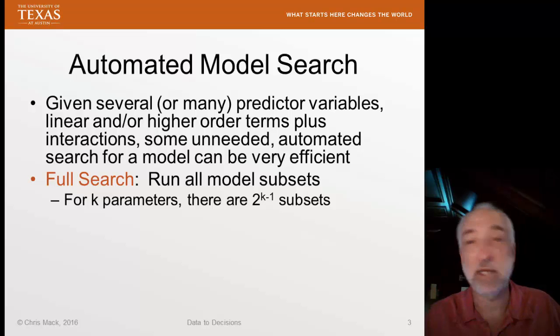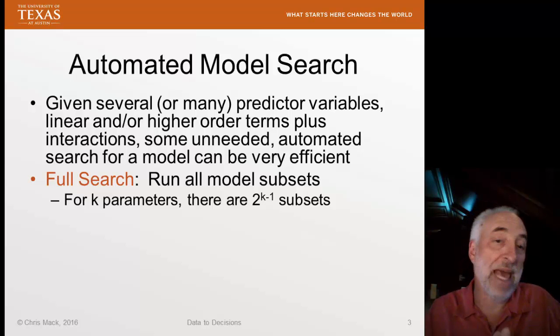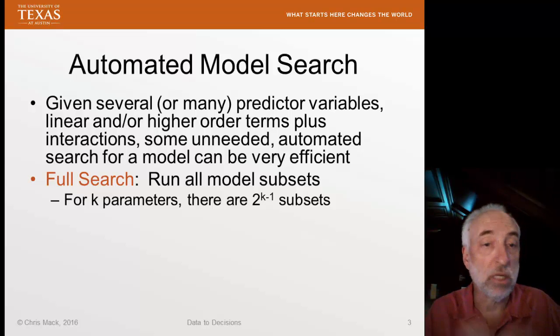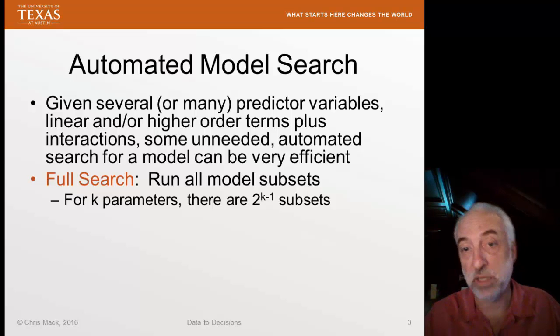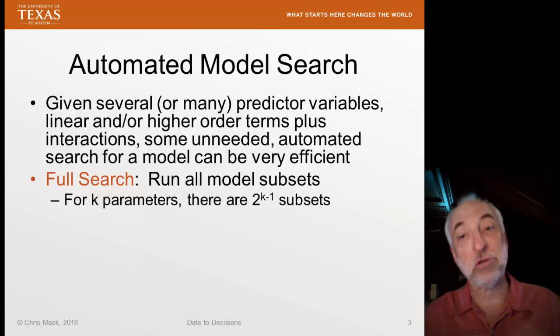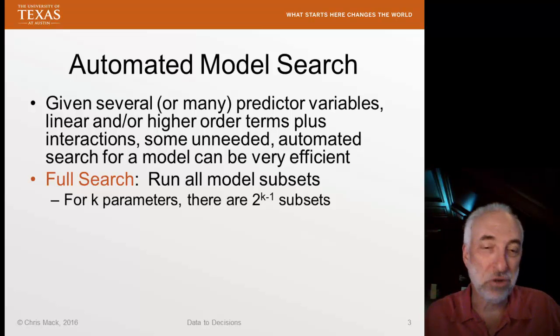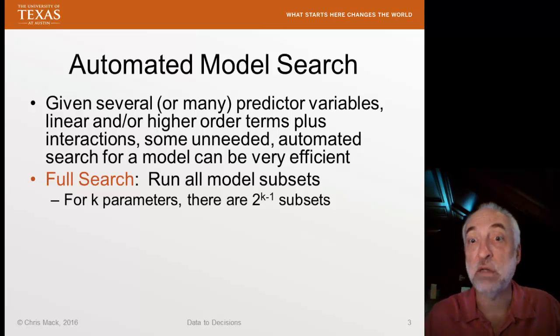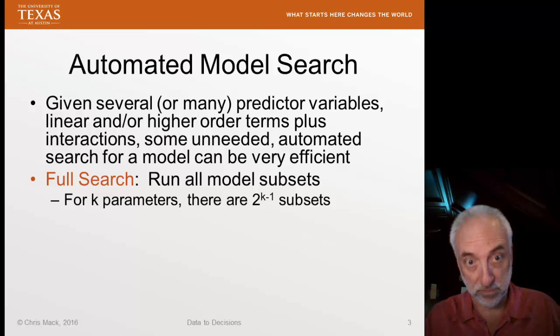In a previous lecture, we looked at subset regression and how we compare a subset model to a full model. So in a full search, if we have k parameters, including the intercept, then there's going to be 2 to the k minus 1 subsets. Well, that grows pretty quickly, as you surely know. If I had 8 parameters, 7 that aren't the intercept, 2 to the 7 is 128 subset models.